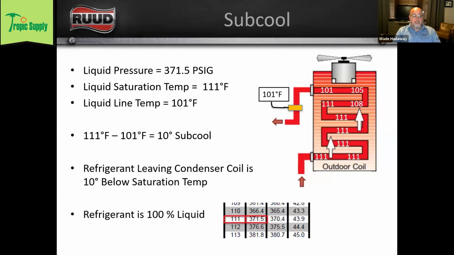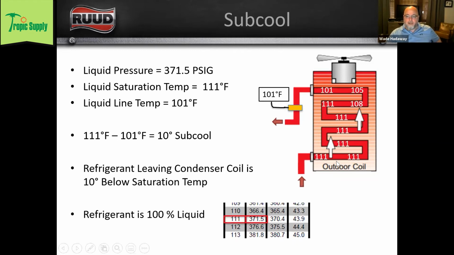Then we're going to measure the liquid line temperature coming out of our condenser. In this example, I've got my clamp-on thermometer right here coming out of my condenser coil. It's 101 degrees. So the simple math tells me 111 degree saturation temp minus 101 degree actual refrigerant line temp. The refrigerant line temp is 10 degrees cooler than the saturation temp, or I have 10 degrees of subcooling in my refrigerant.